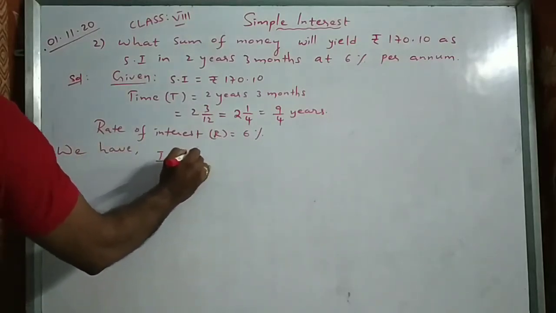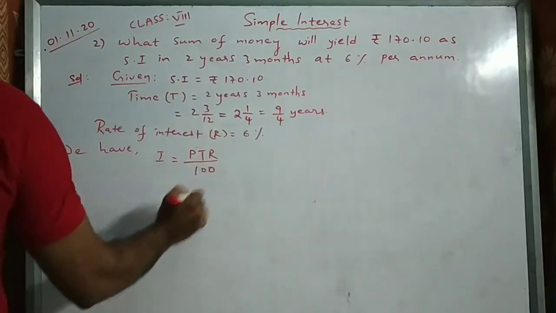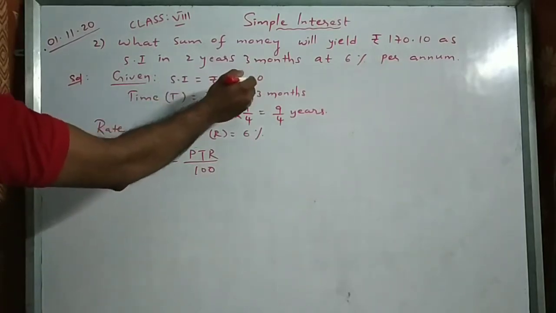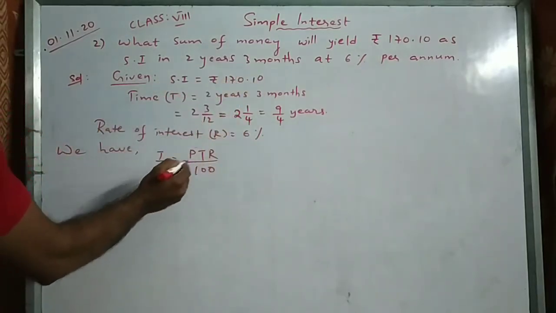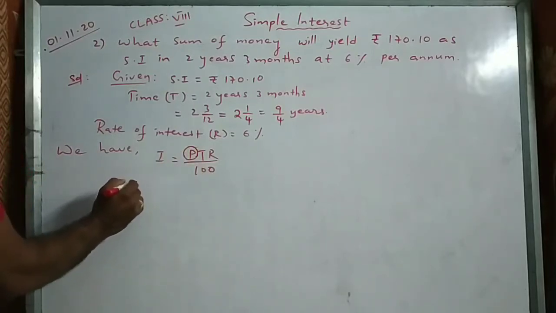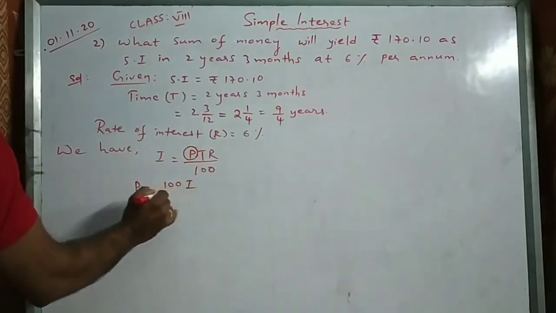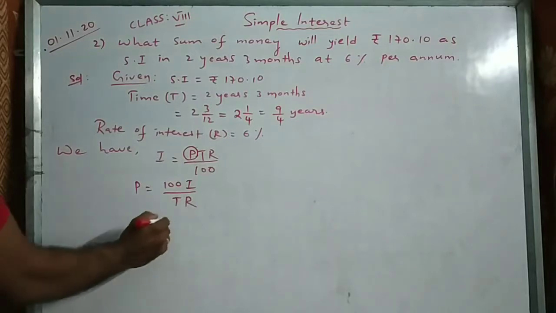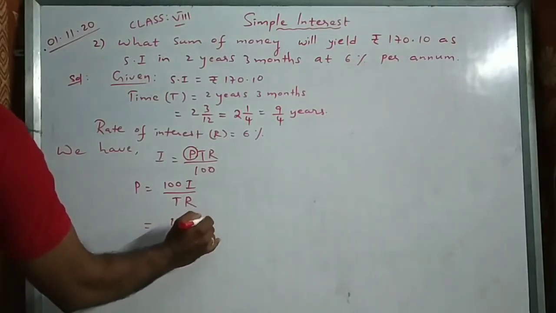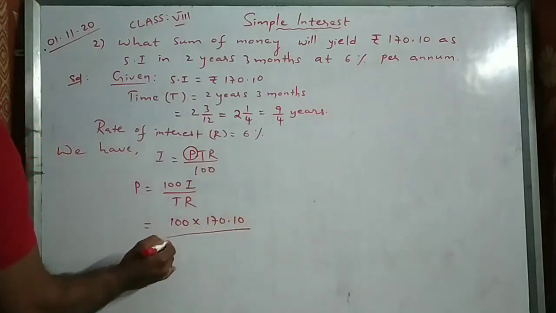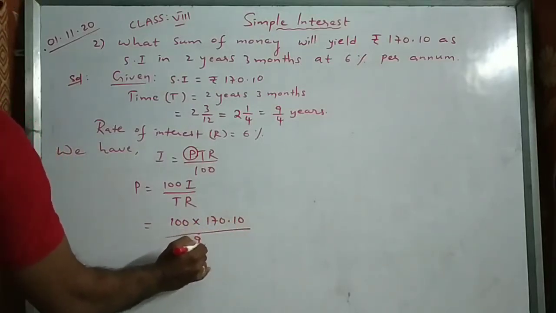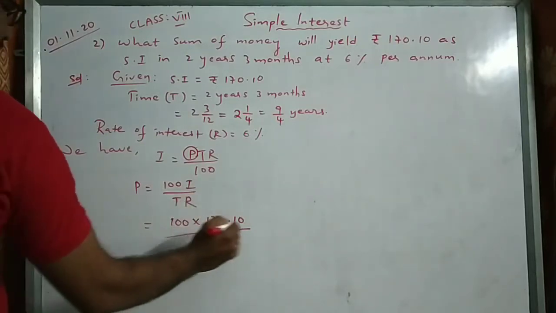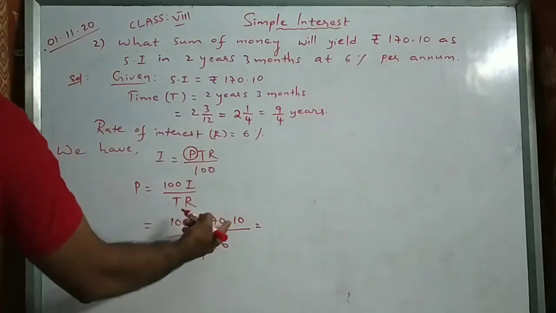We have I is equal to PTR by 100. What do you need now? It is clearly understood from the given data. Simple interest is there, T is there, R is there. What is missing here? P. So P is equal to 100I by TR. Got it? So TR should be shifted this side. 100 into simple interest, how much we have? 170.10 upon time 9 by 4 into rate of interest is 6.